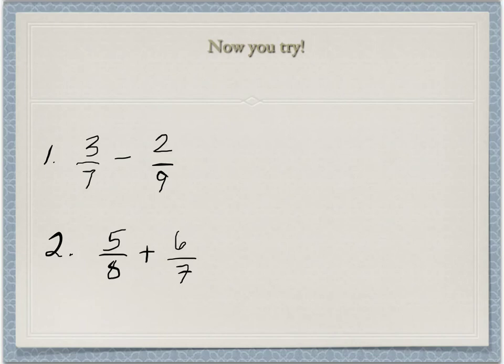Now it's your turn to try. I want you to solve these two problems. Number 1, 3 over 7 minus 2 over 9. And number 2, 5 over 8 plus 6 over 7.